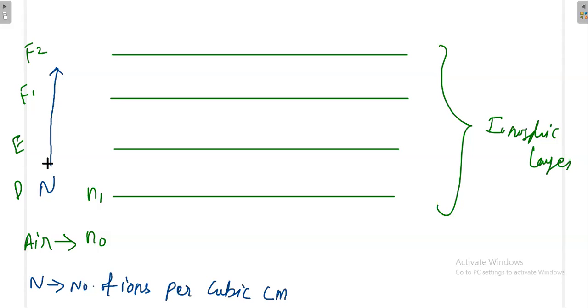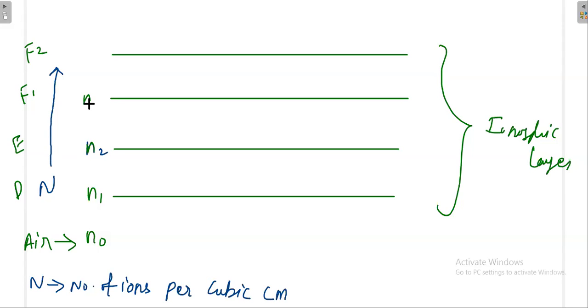So when you go up, the number of ions increases. Yesterday you saw that when the number of ions increases, the density of the medium increases. Once the density increases, the refractive index increases. So the refractive index here is n2.